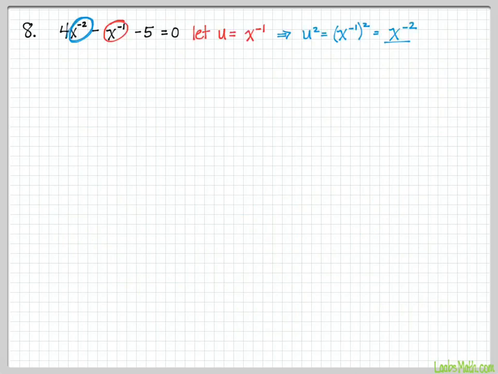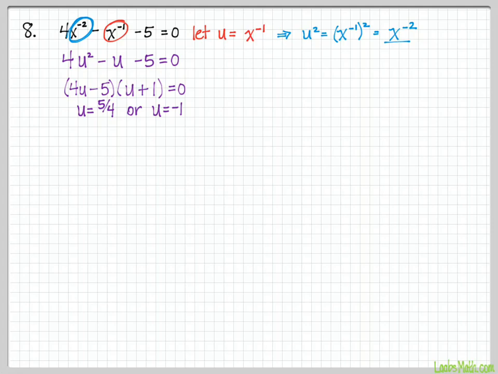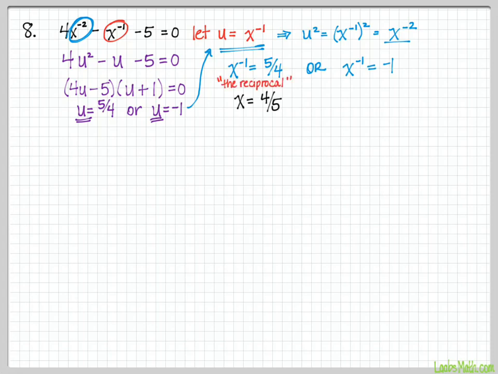Problem number 8, we're going to do our u substitution. I'm going to just speed through these a little faster. Remember, you can pause to watch these again, see them a little bit more. I do the u substitution. It's factorable. I solve for u. Then I resubstitute it back in, remembering that the negative 1 power means the reciprocal. So I've got x equals 4/5 or x equals negative 1. Those are the two solutions.